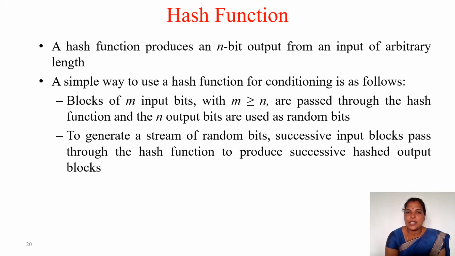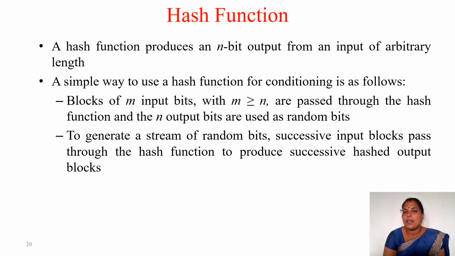The most common approaches for the conditioning functions we will be discussing in the coming slides. The purpose of conditioning is to provide more randomness to the generated random number. The first conditioning approach is the hash function. The detailed explanation of the hash function we will discuss later, because we have a separate unit for that. A hash function produces an n-bit output from an input of arbitrary length.